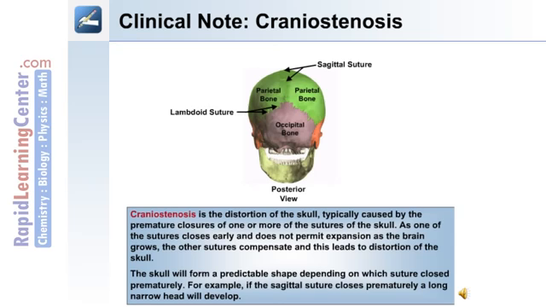Craniostenosis is a distortion of the skull typically caused by the premature closure of one or more of the sutures in the skull. As one of the sutures closes early and does not permit expansion as the brain grows, the other sutures compensate, and this leads to distortion of the skull. The skull will form a predictable shape depending on which suture closed prematurely. For example, if the sagittal suture closes prematurely, a long, narrow head will develop.